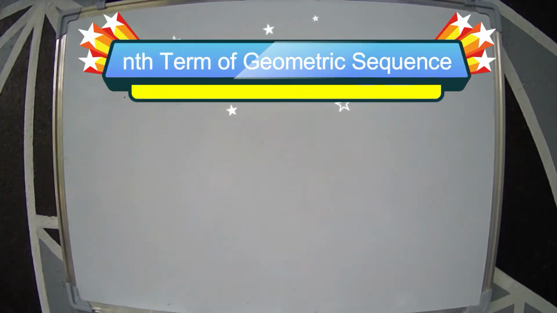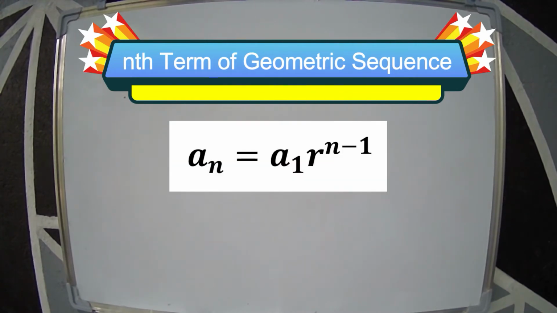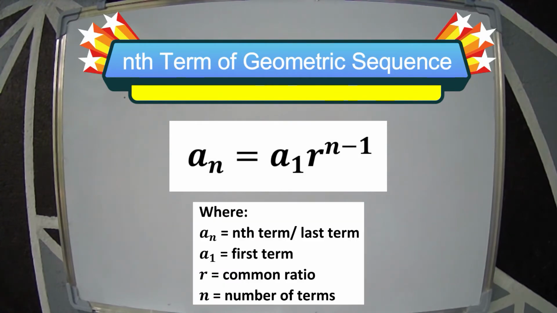The nth term of a geometric sequence is a sub n equal to a sub 1 times r raised to n minus 1, where a sub n is the nth term or the last term, a sub 1 is the first term, r is the common ratio, and n is the number of terms.